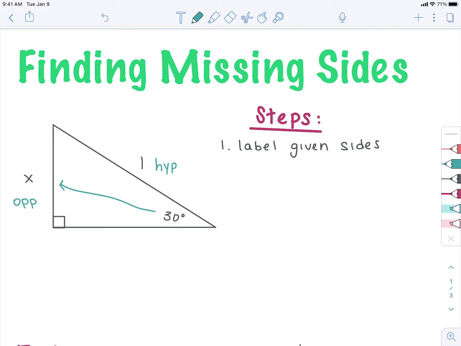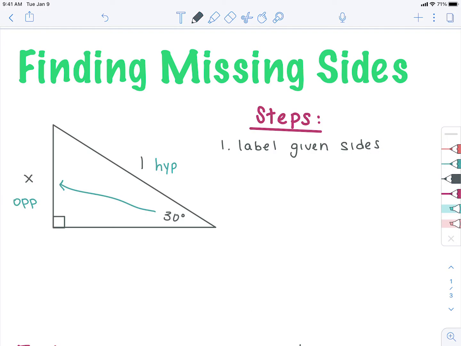So I only want to label the sides that they gave me because that'll help me pick out which trig function I'm going to use in order to solve it. Just makes it easier because now I know I'm only working with the opposite side and the hypotenuse. They didn't give me any information about my adjacent, so I'm not even going to label it because it's not helpful to me. I don't know anything about it, so I'm going to pretend it's not even there.